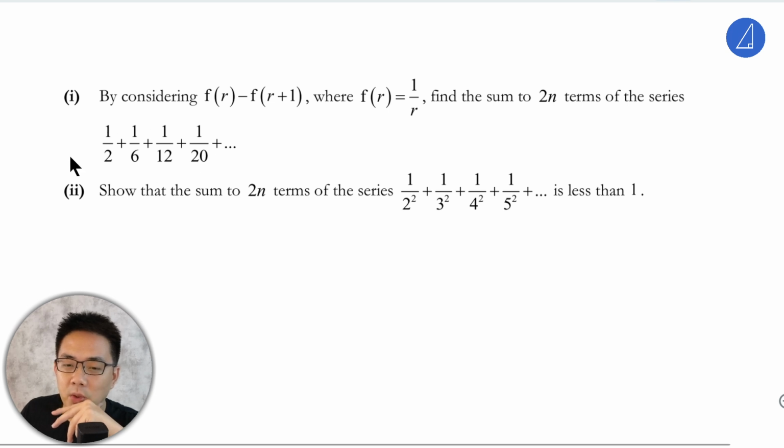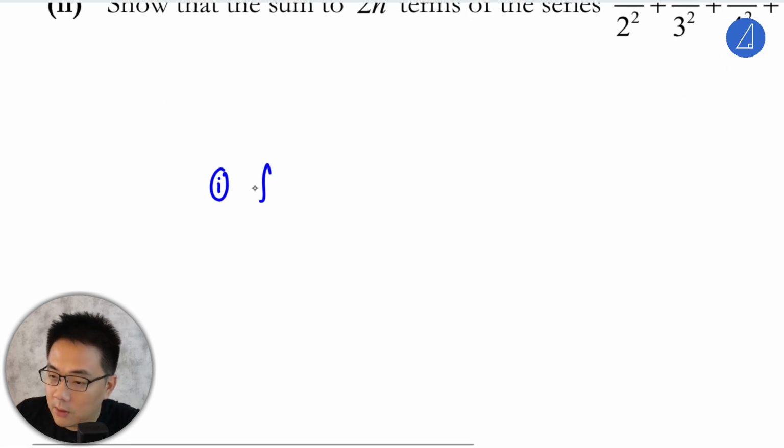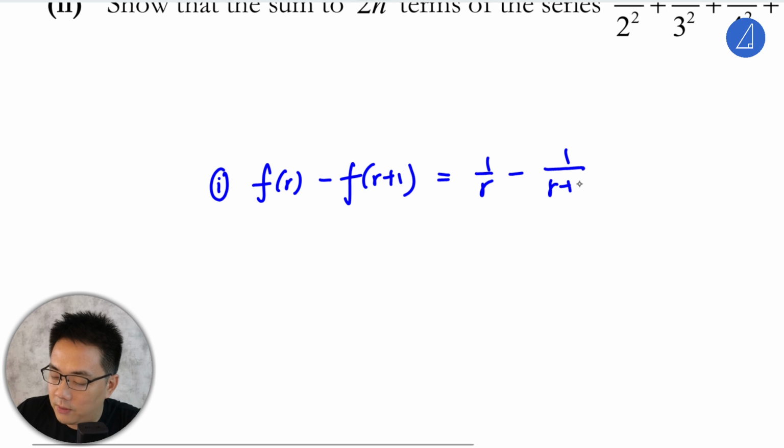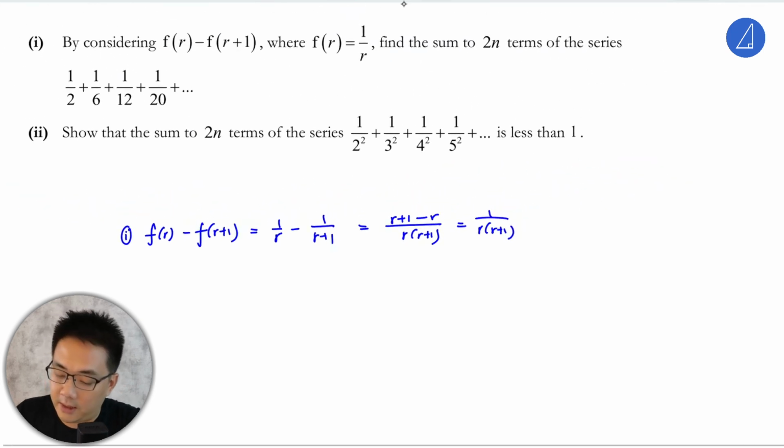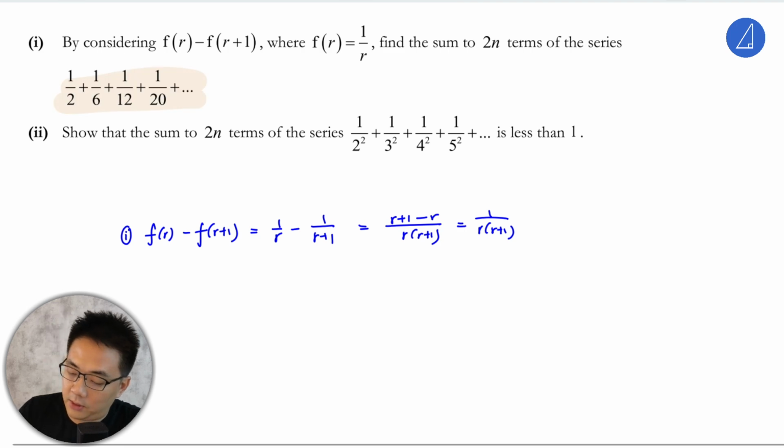This may not be so easy to see, yeah? But once you consider this, it'll be easier. So I'm just going to consider it first. So f(r) minus f(r+1) would be 1 over r minus 1 over (r+1). If you just do this, (r+1) minus r over r(r+1), this will be 1 over r(r+1). Okay. Now this guy here may not make sense, but I will show you.